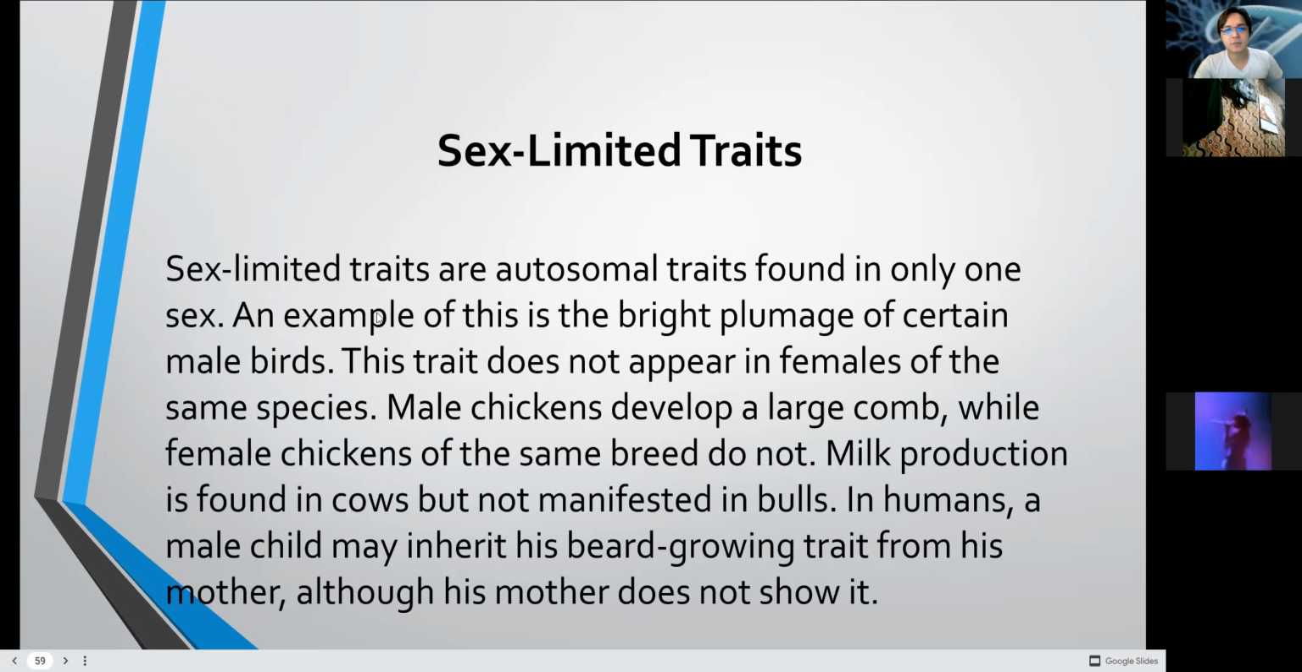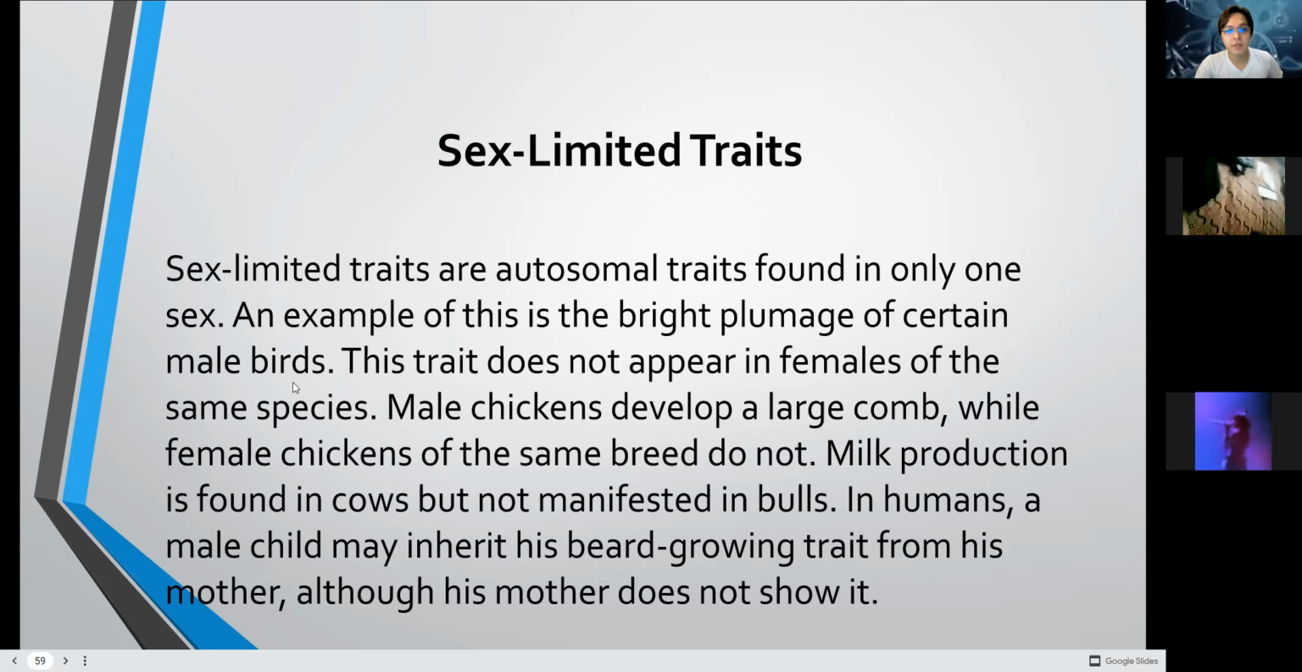Sex-limited traits. Sex-limited traits are autosomal traits found only in one sex. An example of this is the bright plumage of certain male birds. This trait does not appear in females of the same species. Male chickens develop a large comb while female chickens of the same breed do not. So if it is large, it is male. If it is small, it is female.